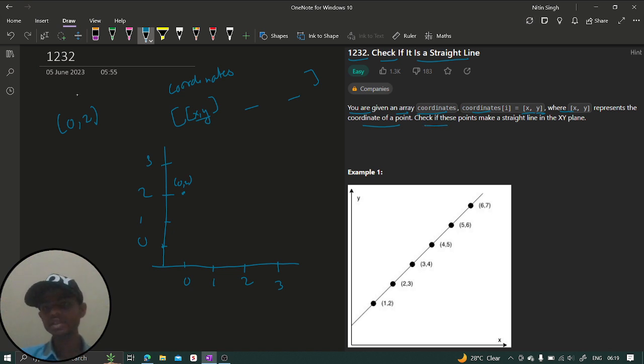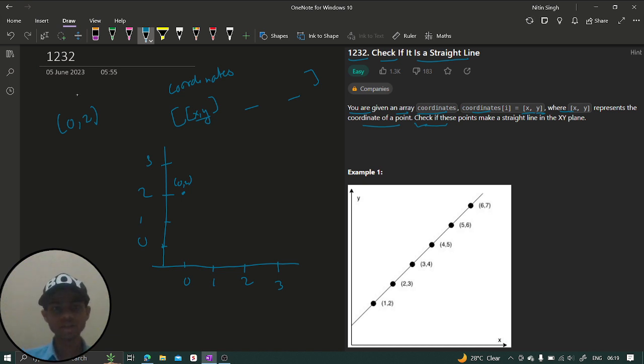Now we have to check if these points make a straight line in the xy plane. Basically our main question is, we have to check whether all these points, if we draw them on the xy plane, are making a straight line or not. Simple question. You have to draw all these points, all the coordinates, on this xy plane. After that we have to check whether they are making a straight line or not.